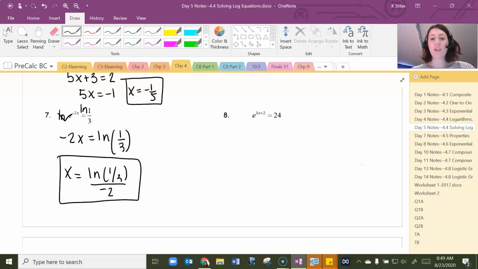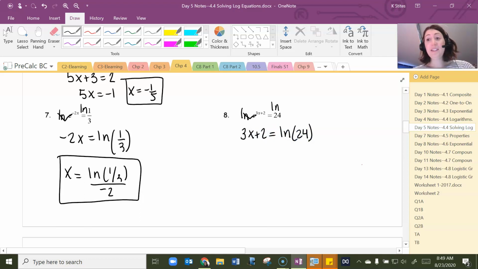All right, so then let's try this again. We have an e, so I'll natural log both sides. Natural log and e cancel. I get 3x plus 2 equals natural log of 24. And again, this isn't going to look really pretty, but you're just going to solve it like normal. So we'll get natural log of 24 minus 2, and then divide by 3.